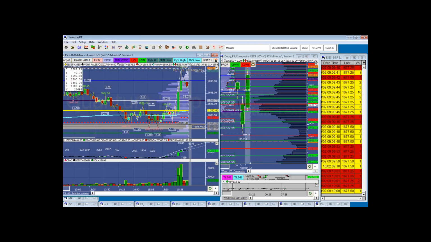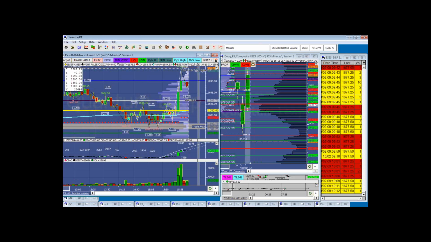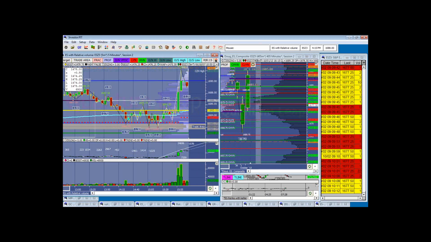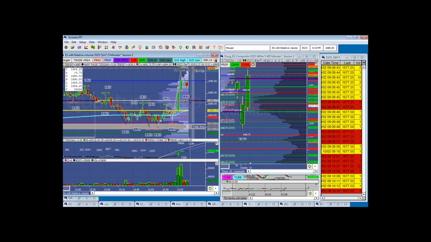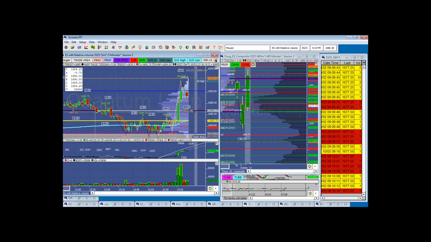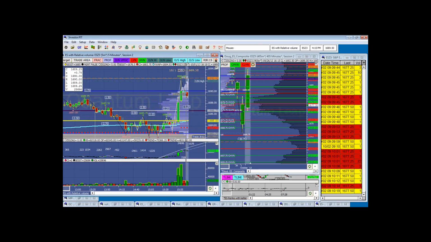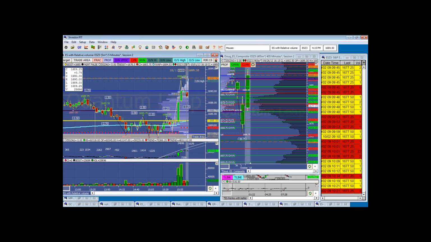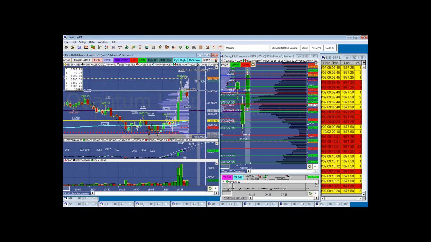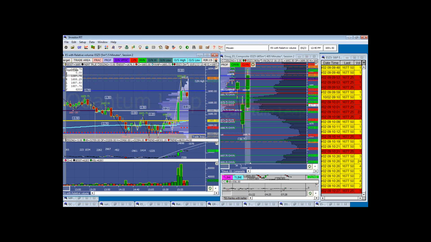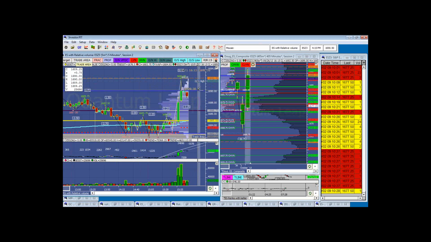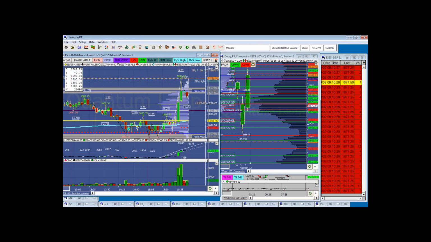But if we get above, then I'm looking for a rotation up to that 86 level with 84 just in front of it, and possibly a move through to close out the gap closed at 89 and a quarter and test the value area high at 90 and a quarter. That is going to be a trade area for me as well above.